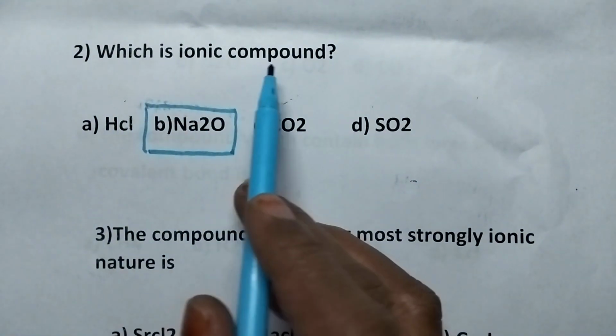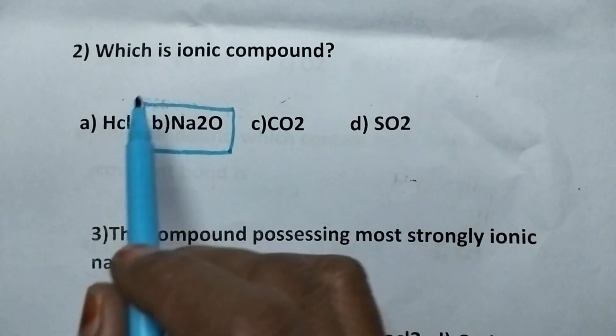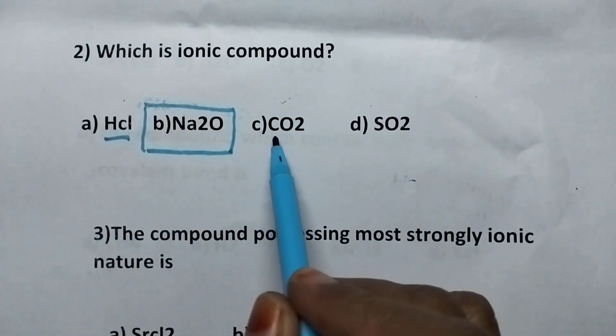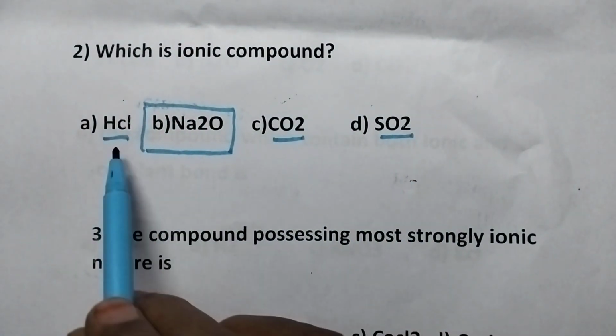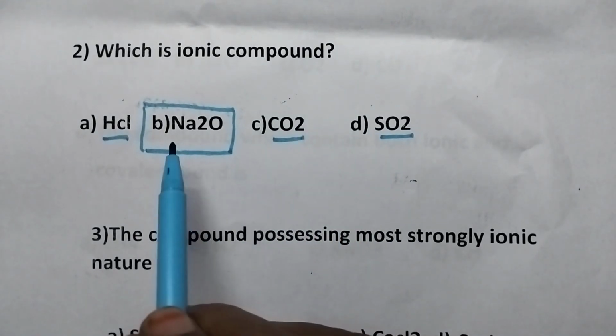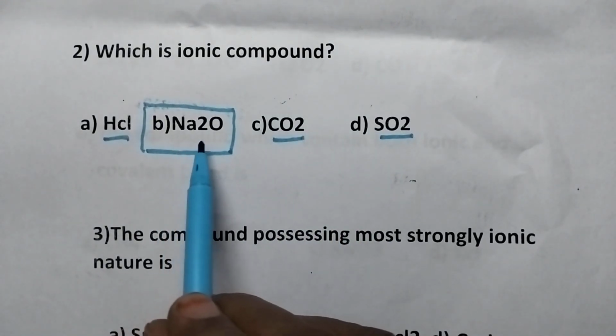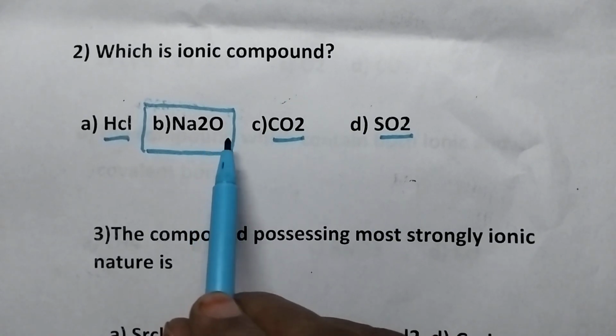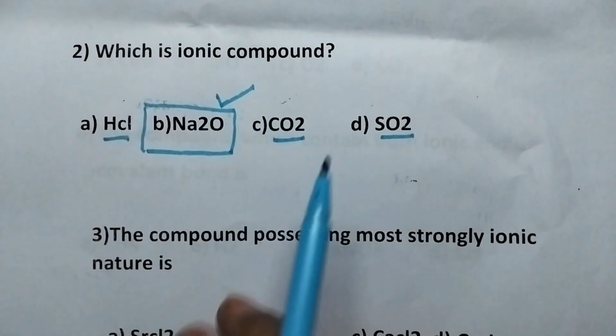Which is an ionic compound? Here HCl, CO2, SO2, these three compounds contain covalent bonds. So option B, that is sodium oxide, is an ionic compound.